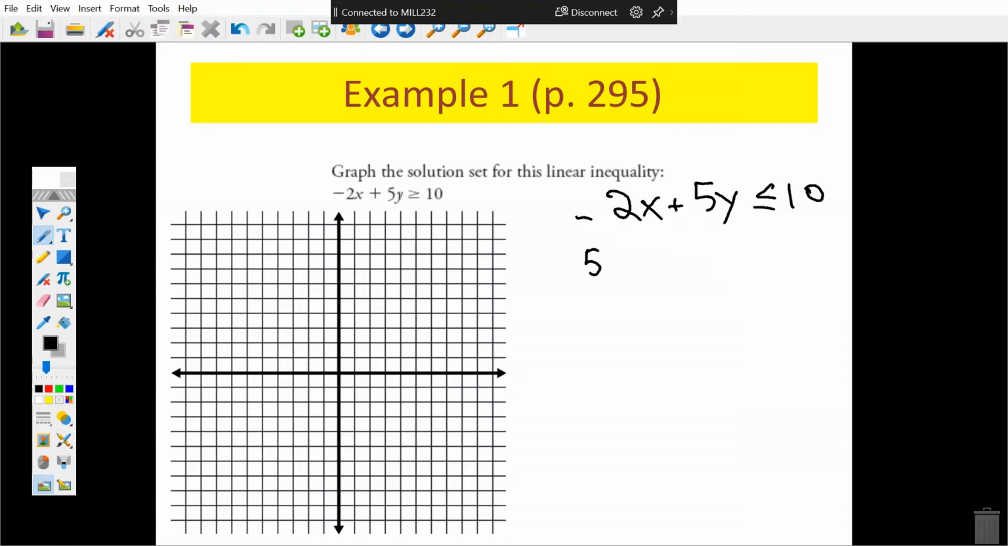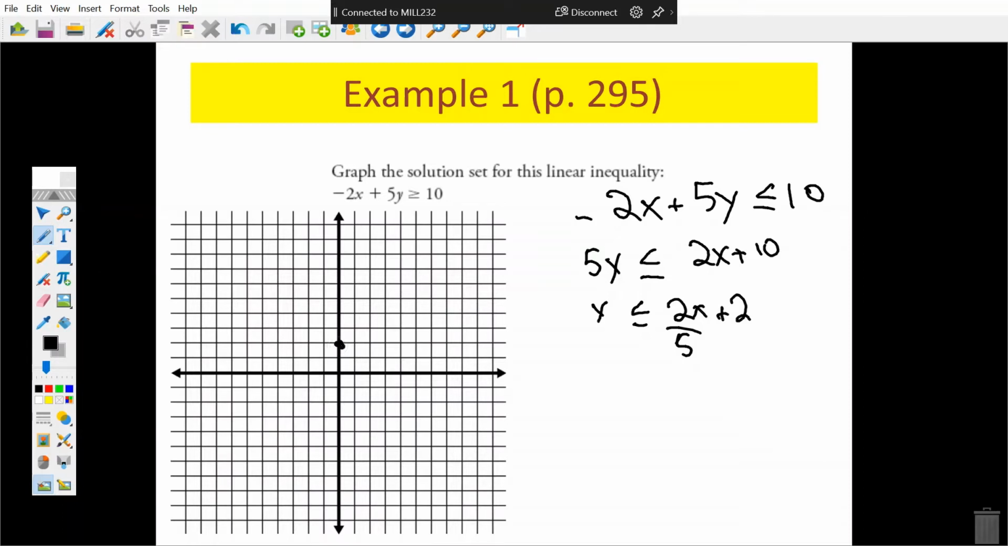So if I want to get the y by itself, I'd add 2x to both sides. So I get 5y is less than or equal to 2x plus 10. I divide both sides by 5, and I'd get y is less than or equal to 2x over 5 plus 2. So now we can graph that line. Well, excuse me, the y-intercept is at 2.